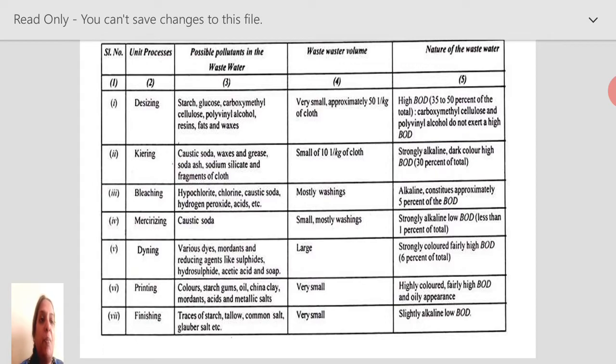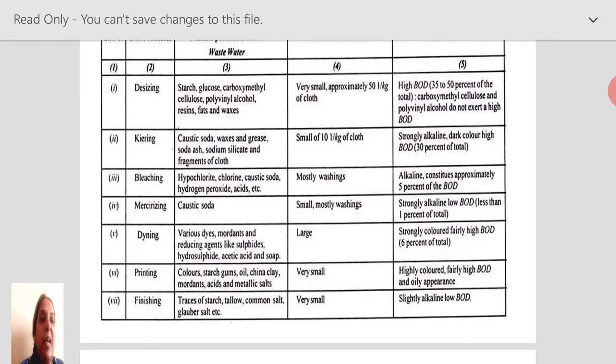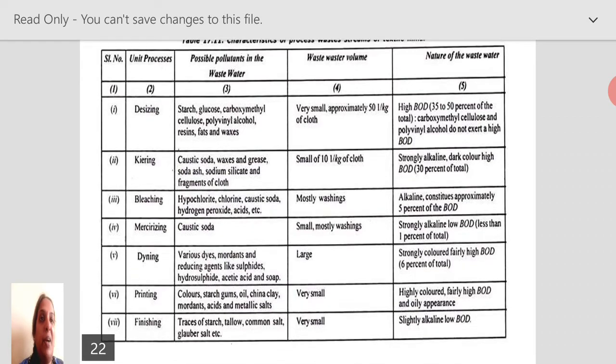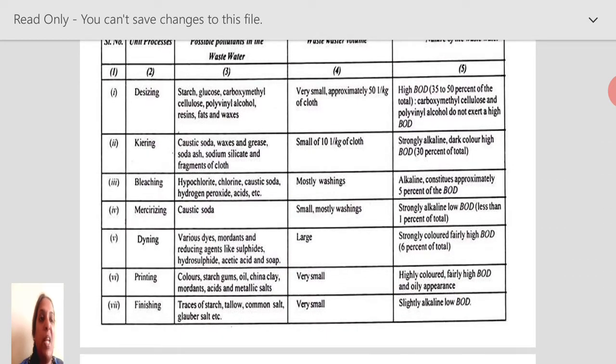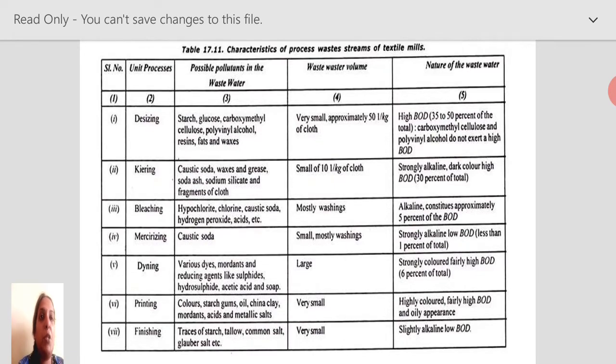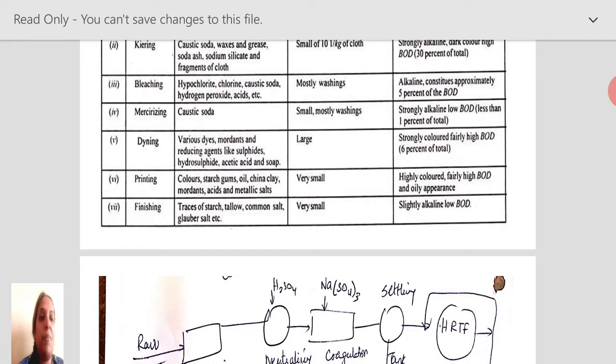In the case of printing, it is highly colored because it also gets washes after the dyeing process, as well as printing gums. And it has high BOD as well as an oily appearance. In the finishing process, it has very small wastewater, slightly alkaline with low BOD. So these are all the characteristics of the process waste streams coming out from the textile mill.